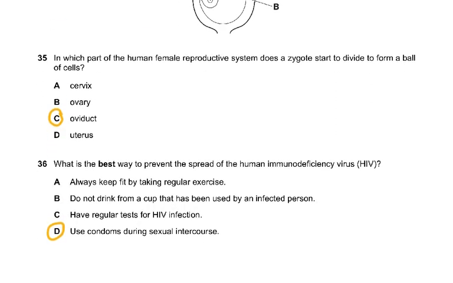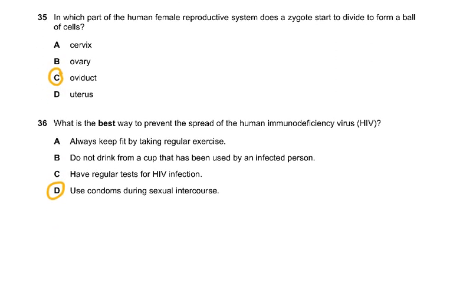Then coming on to question number 35. In which part of the human female reproductive system does a zygote start to divide to form a ball of cells? Well, the zygote actually develops in the oviduct.